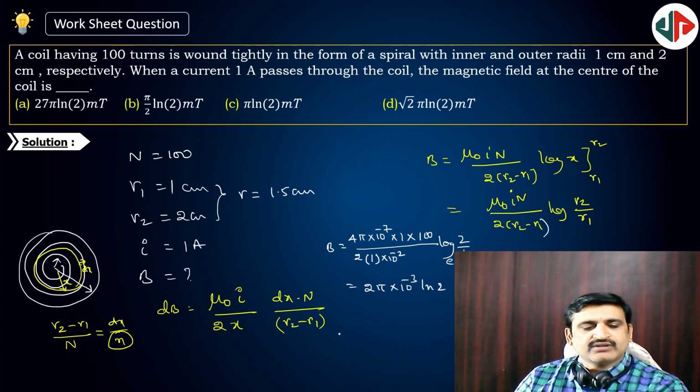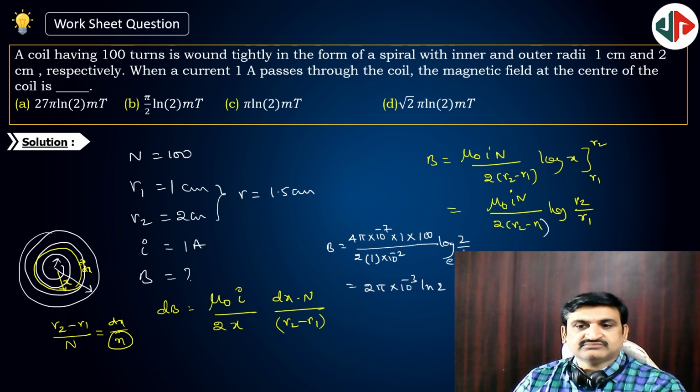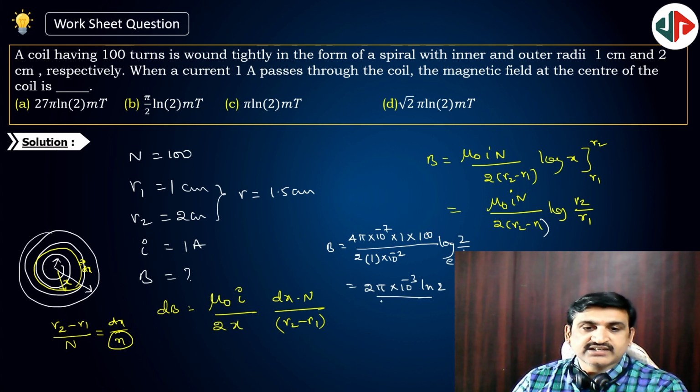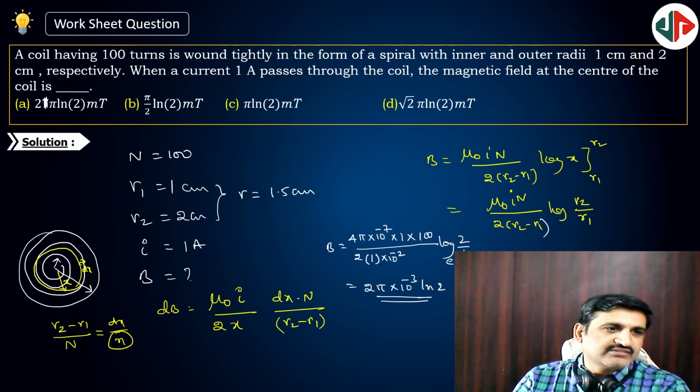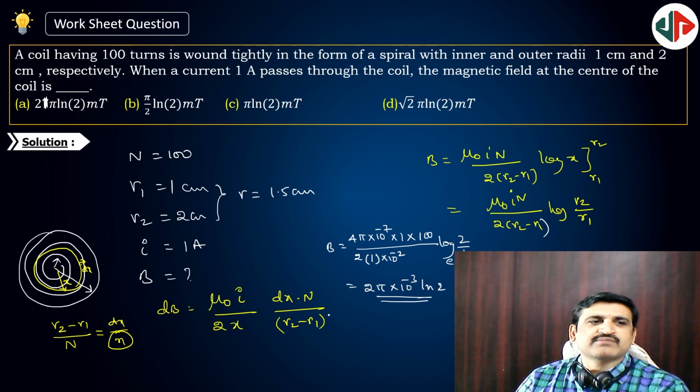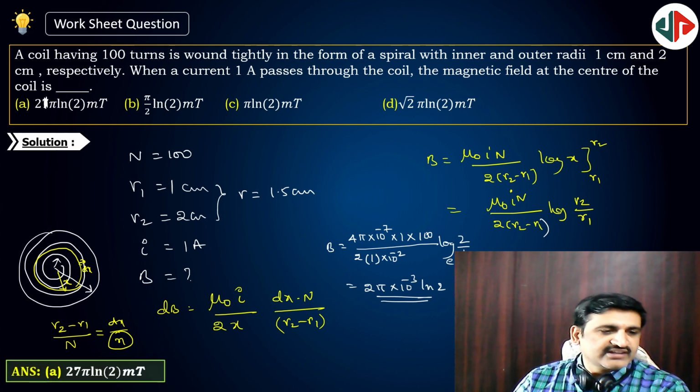I took, let me check the simplification. Yeah, it's correct only. Actually, whatever answer you got is correct. That is not 27, just 2 pi only. Here pi is missing, 7 is an extra, unnecessary number. Option A is correct. Yeah, it's not 7, just 2 pi.